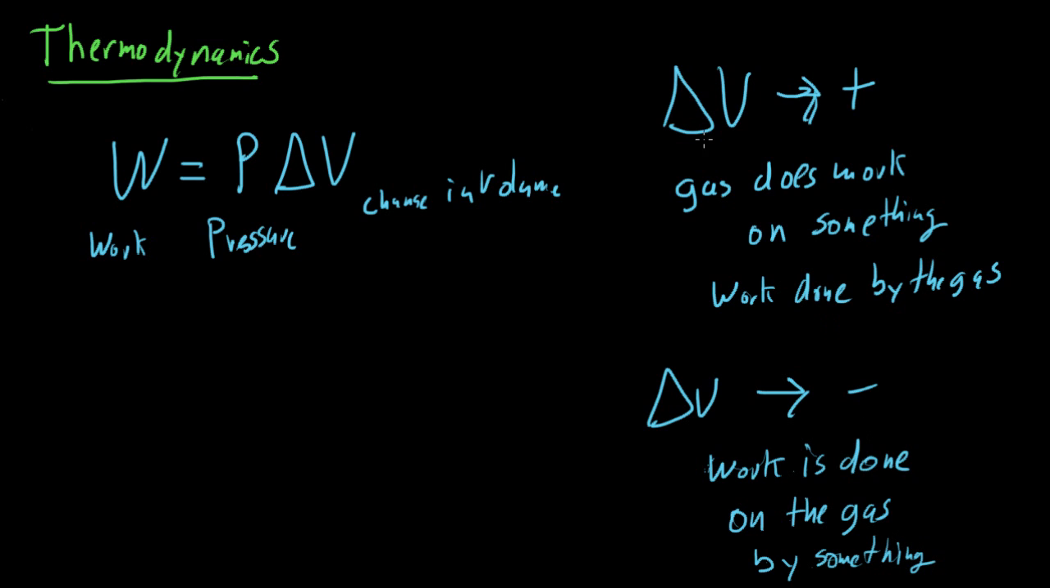So, for a positive change in volume, or an increase in volume, work is done by the gas. For a decrease in volume, or a negative change in volume, work is going to be done on the gas. And that'll come up in your questions today. Now, it's a pretty simple equation, so I'm not going to spend a whole lot of time talking about it, but what I will do is talk a little bit about volume.